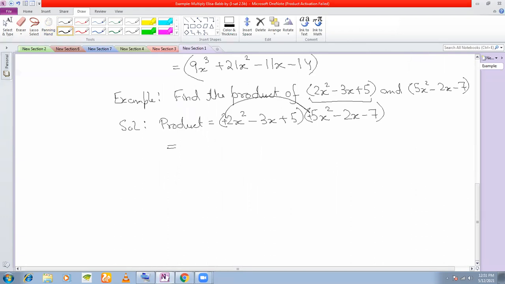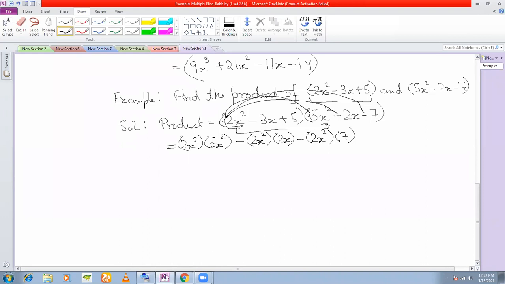This plus sign combined with this plus sign gives you a plus sign. You have 2x square into 5x square. Again, this plus sign combined with this minus sign gives you a minus, 2x square into 2x. Again, this plus sign combined with this minus sign gives you a minus 2x square into 7, right? Next, 2x square I have multiplied with all three here. Next we come to this 3x. So this minus sign combined with this plus sign gives you a minus sign. You have 3x into 5x square.